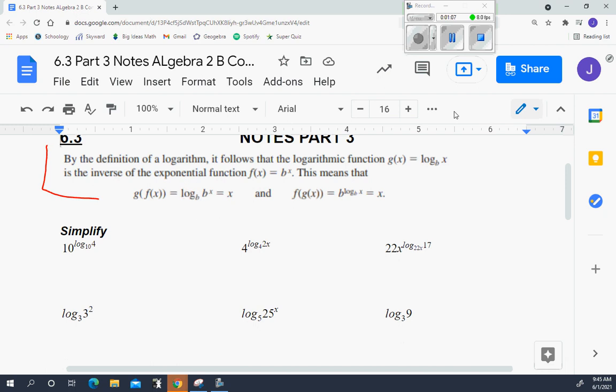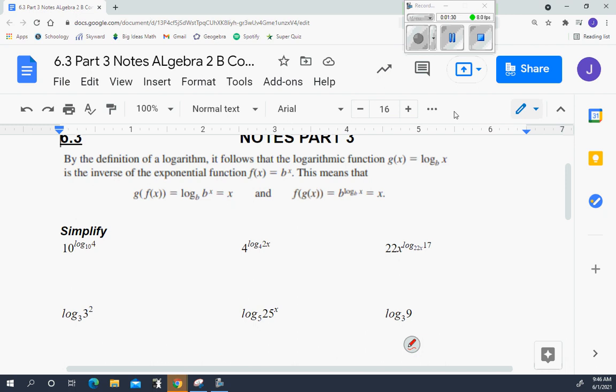Same thing goes for here. If we have b raised to the log base b of x, it works as an inverse, and we're left with just x. So it should not be too difficult. I know this wording is a little intimidating, but don't worry. We'll get down here and do some problems.